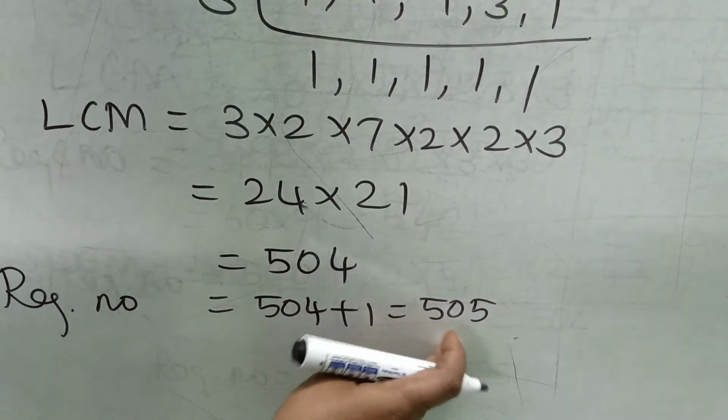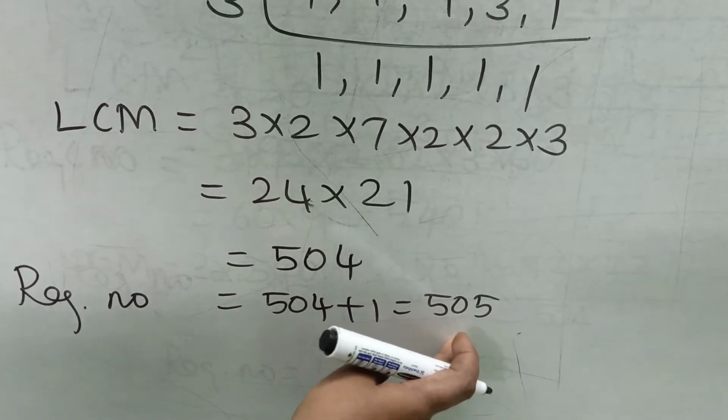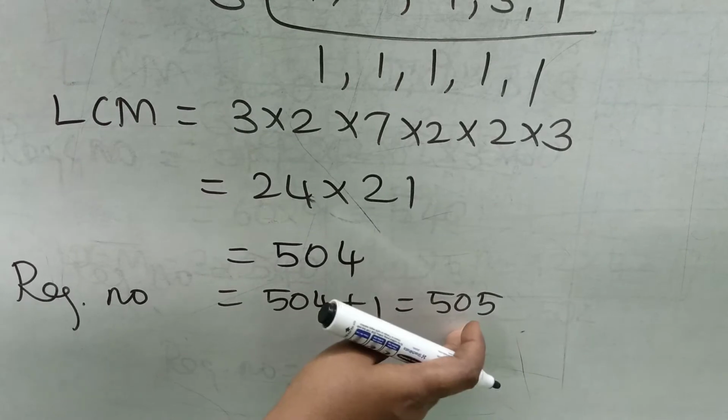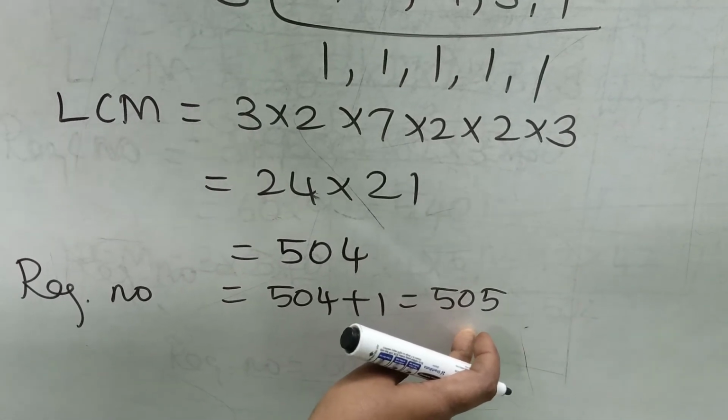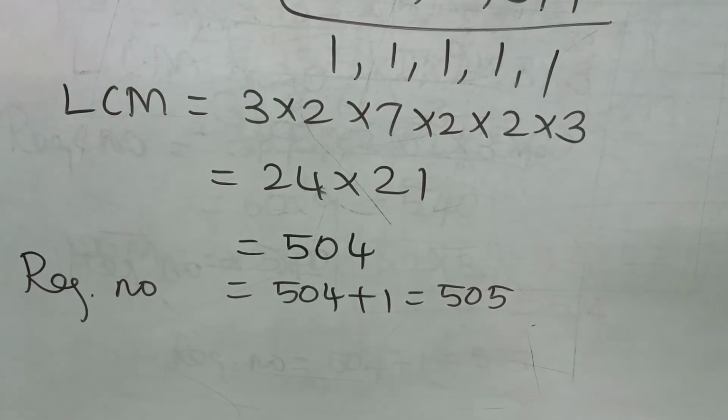If you divide 505 by 6, you get the remainder 1. Similarly, if you divide 505 by 7, 8, 9 and 12, you get 1 as the remainder. Therefore, our sum is correct now.